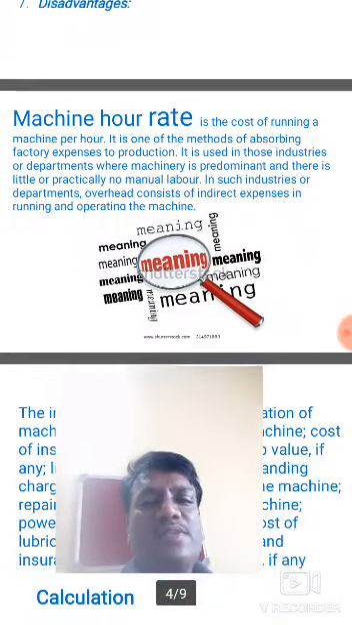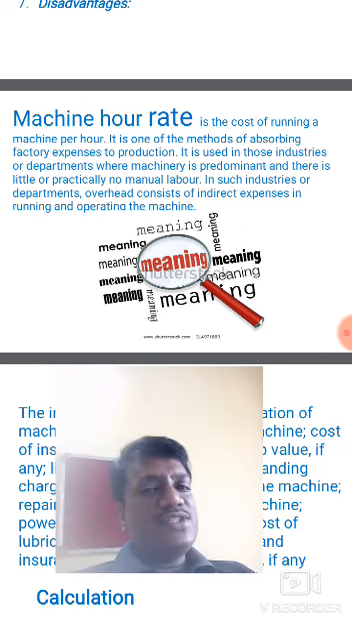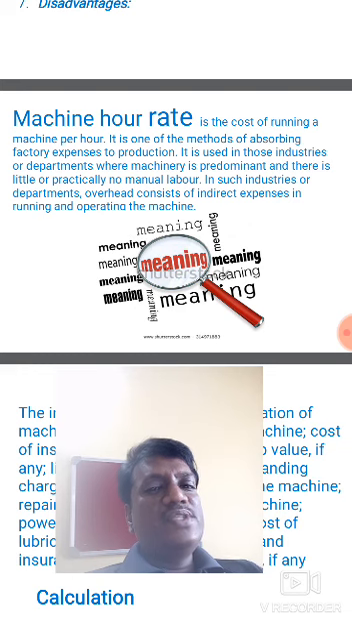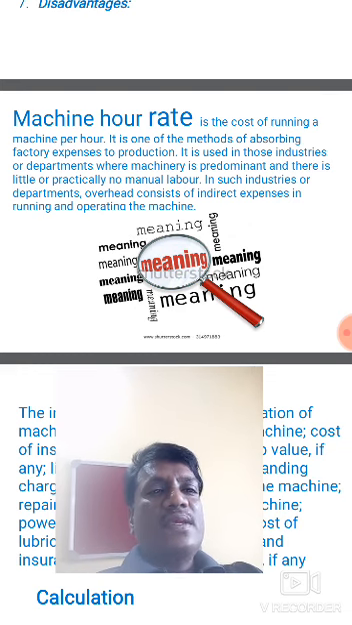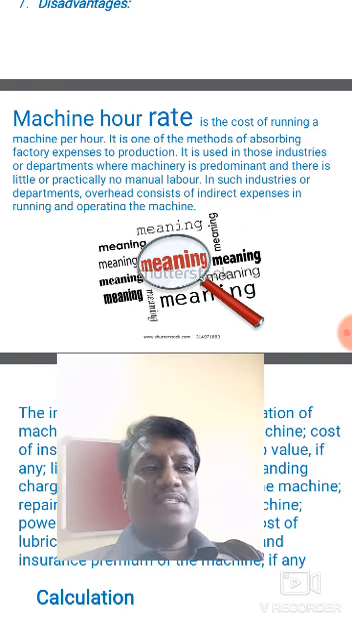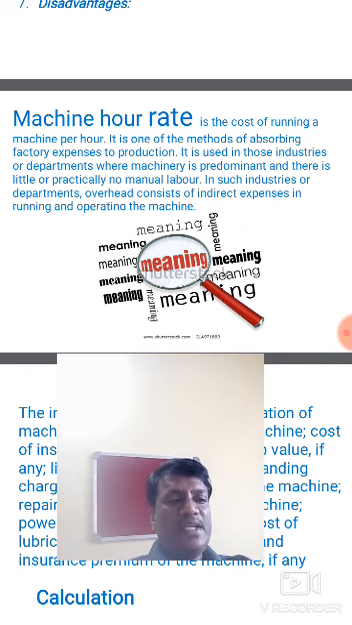We shall start with what is meant by machine hour rate. When we say machine hour rate, it is the cost of running a machine per hour. It is one of the methods of absorbing the factory expenses to production. It is used in those industries or departments where machinery is predominant and there is little or practically no manual labor. In such industries or departments, overhead consists of the indirect expenses in running and operating the machines. Therefore, it is desirable to allocate overhead to production on the basis of the working hours of the machine.